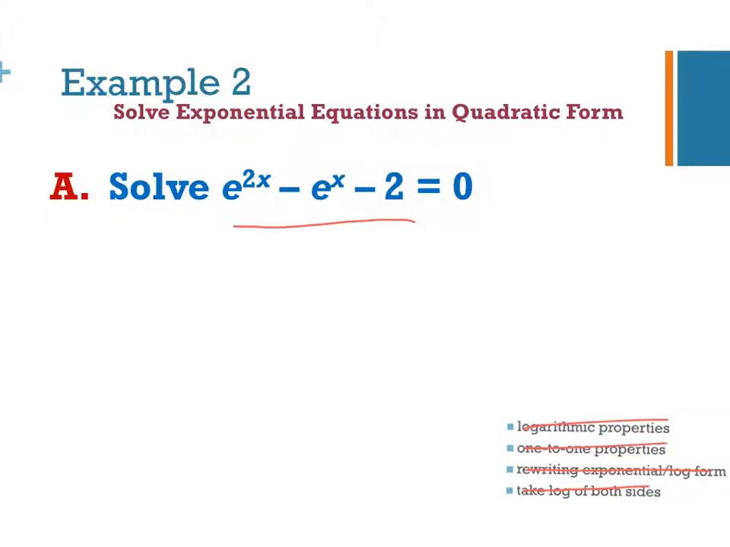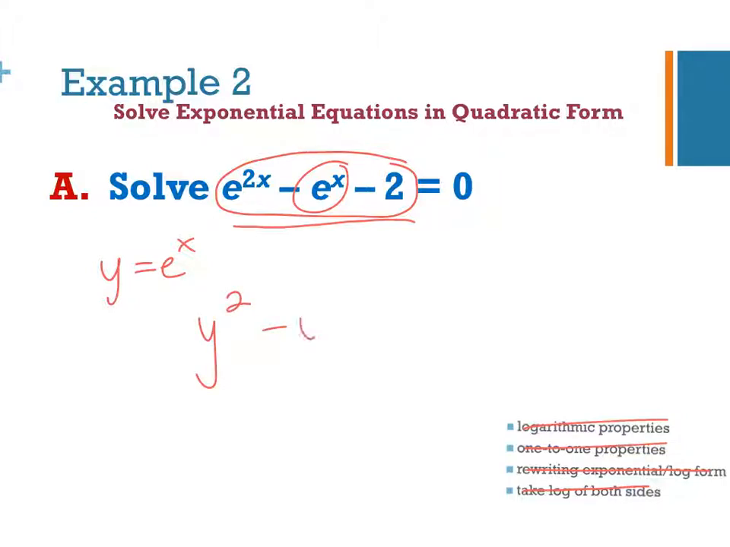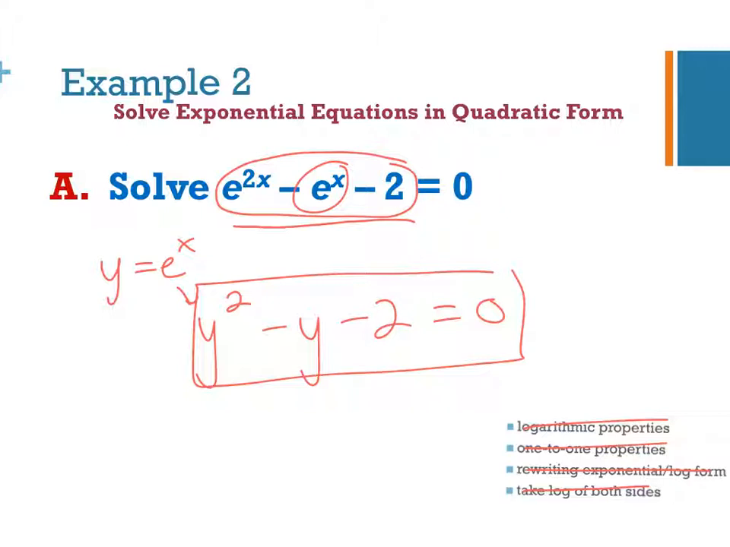Here's what I'm going to do. Whatever the middle term is, I'm going to let another variable equal that. Let's say y equals e to the x. If I allow y to equal e to the x, I can rewrite the left-hand side of this equation as y squared minus y minus 2 equals 0. Because if I sub in e to the x, we get the same equation back. When it's in this form, it's a lot easier for us to look at and factor.